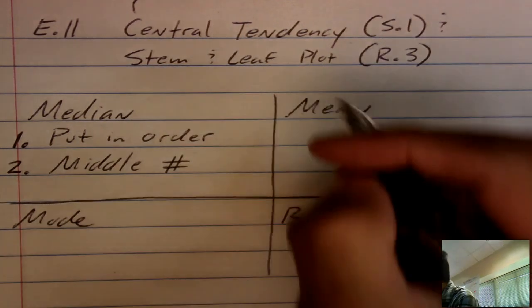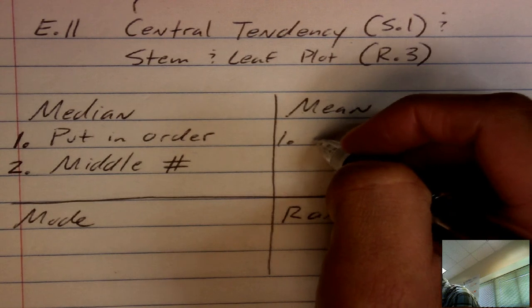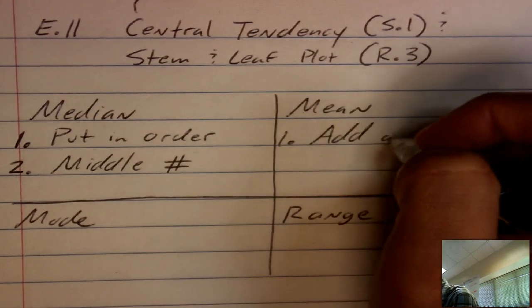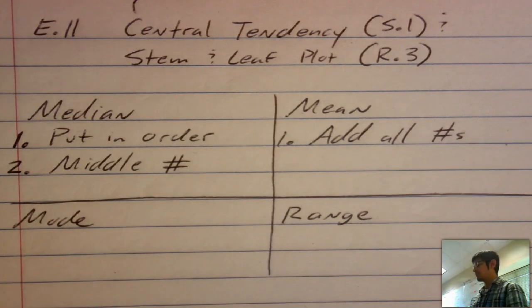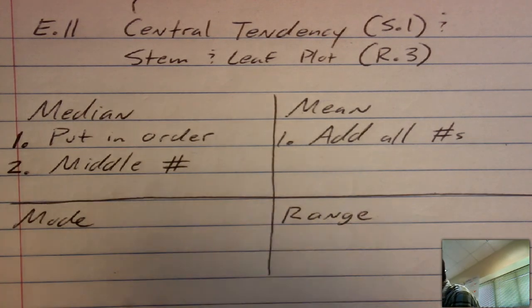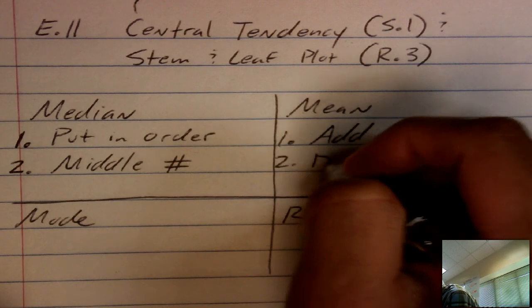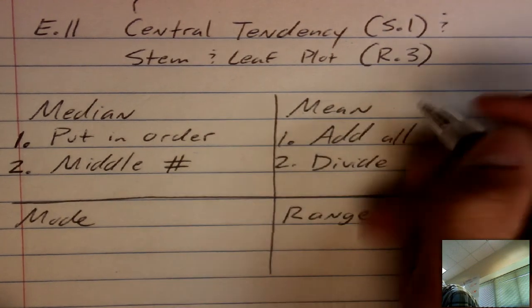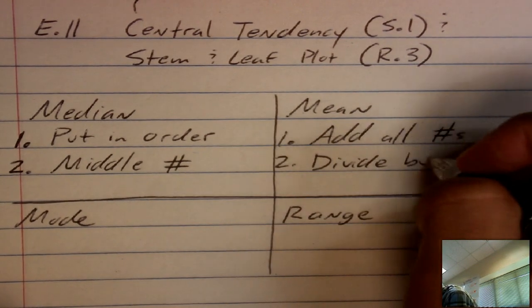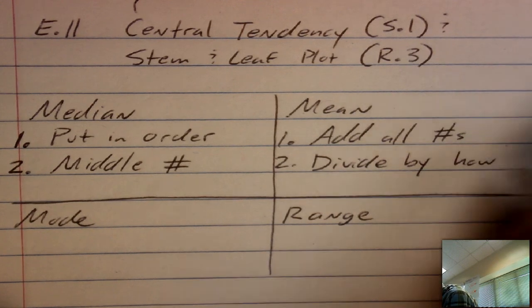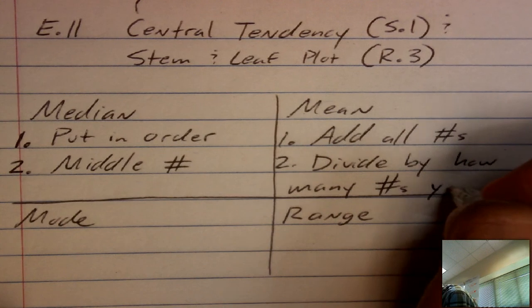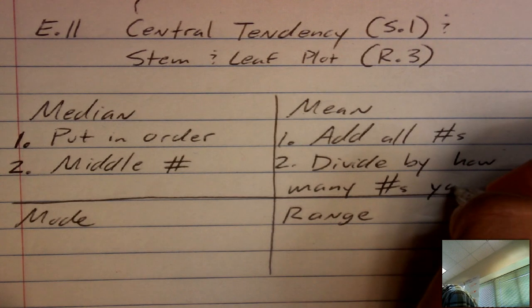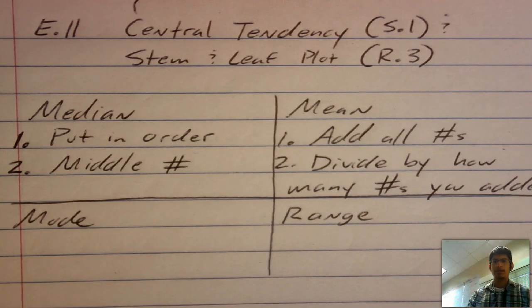For the mean, that's where you're going to add all the numbers that you have. So you add all numbers. This little sign looks like hashtag. That little sign means numbers. You add all the numbers, and then step 2 is you divide by how many numbers you added. Okay, and that is for median and mean.